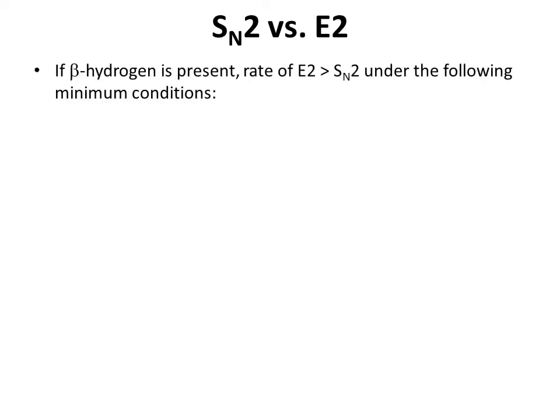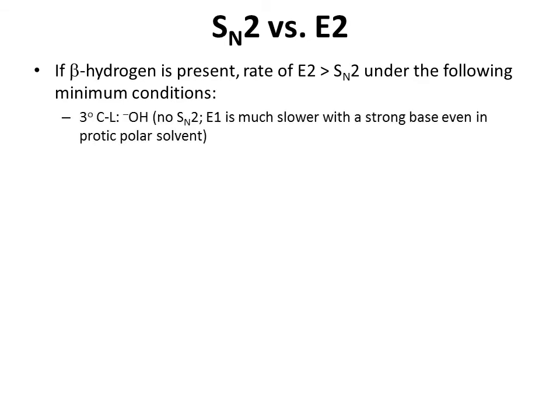Now that we've taken a look at the conditions that make E2 work, let's figure out when E2 is faster than SN2. If a beta hydrogen is present, and you need that, otherwise you can't get a pi bond for E2, the rate of E2 will be greater than that of SN2 under the following minimum conditions. That is, the minimum size and strength of base. It can be stronger, but this is the bare minimum.